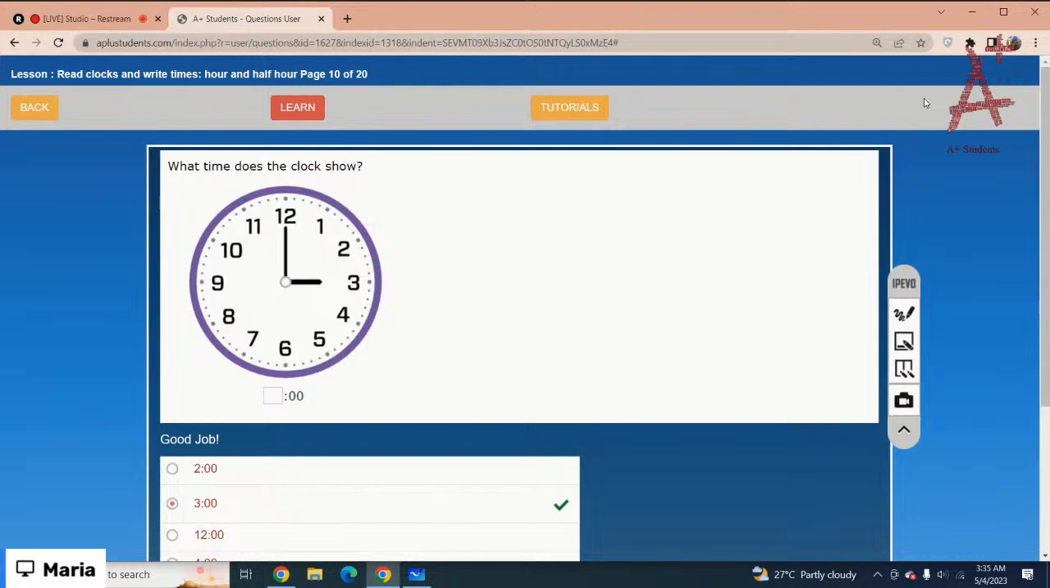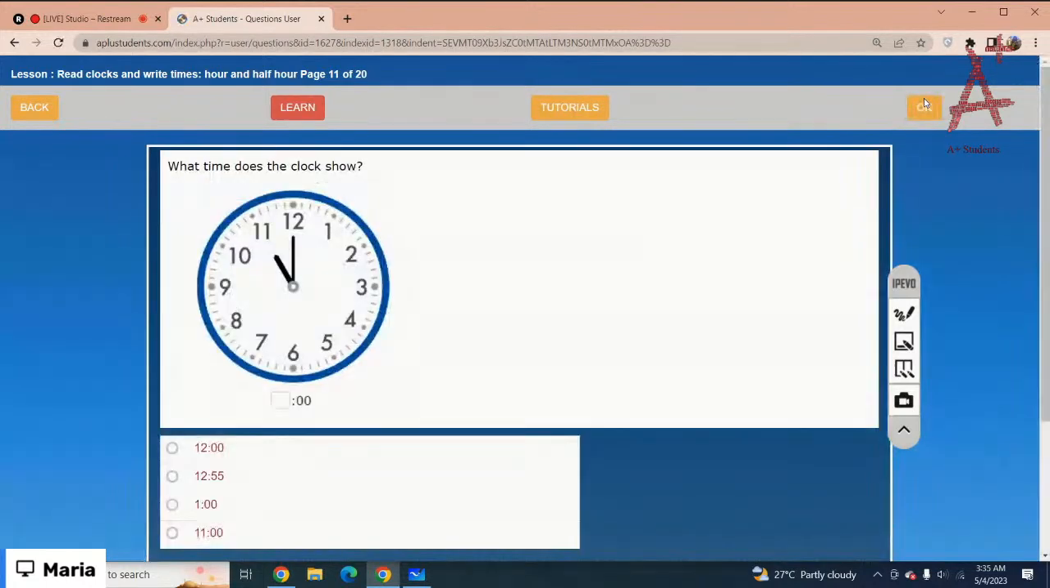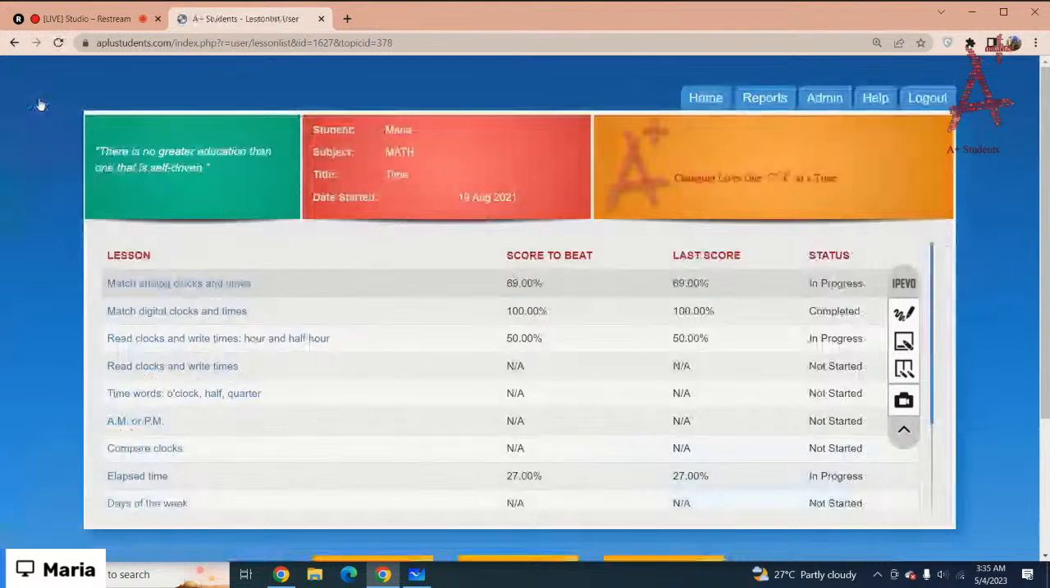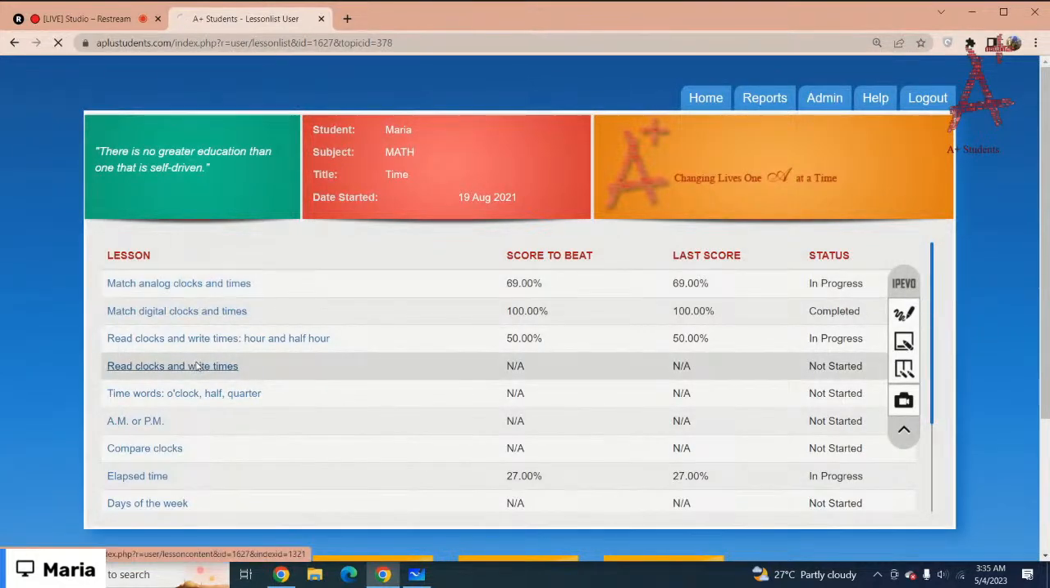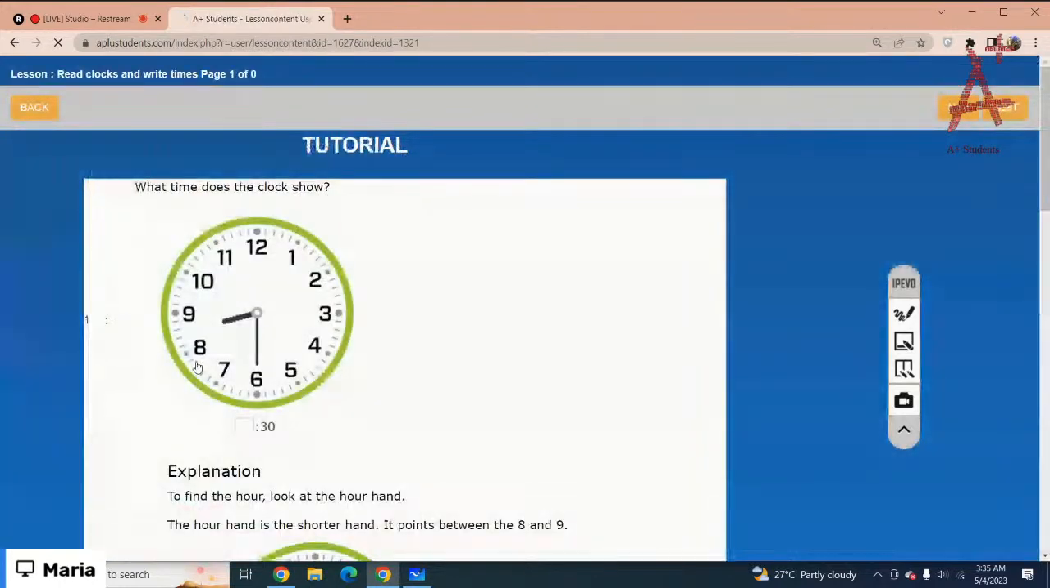Okay, you can complete the test by yourself later today. Let me just move on to the next lesson. And the next lesson is read clock and write times. Okay, what time does the clock show?